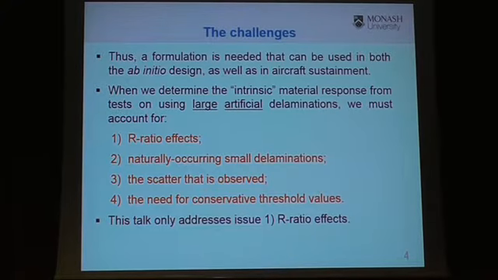So now the challenge for us is to find the way or the formulation to use in both ab initio design as well as the aircraft sustainment. So we often use the large artificial delamination tests in laboratory conditions to determine the intrinsic material properties. And we should also account for the following four factors: the R ratio effect, the naturally occurring small delaminations, the scatter factors, as well as the conservative threshold values. However, in this presentation, I'm only going to address issue 1, the R ratio effect.